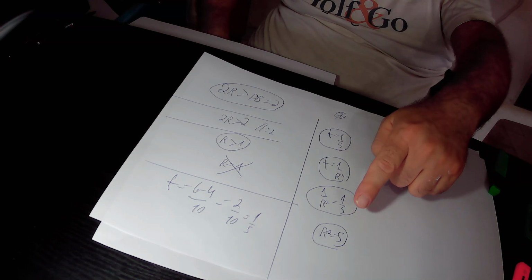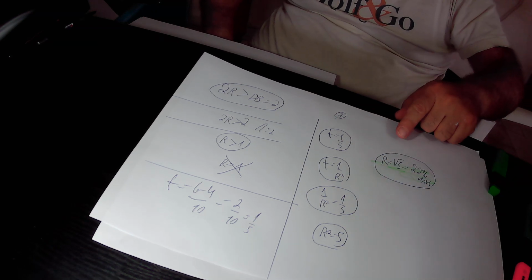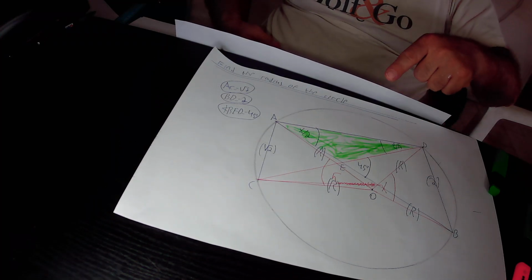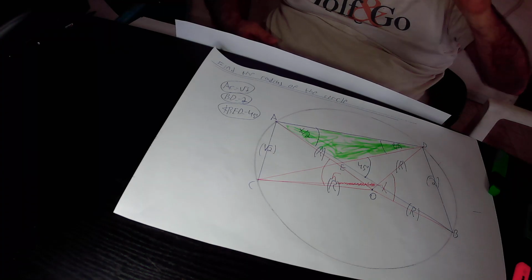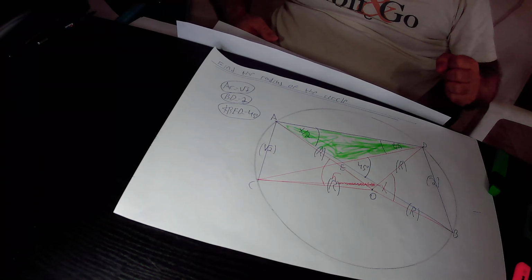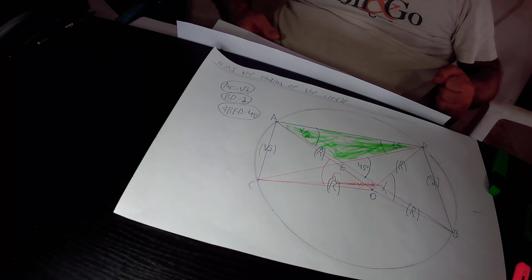Here we took the root of this equation and found out that r, the radius of the circle that we are looking for, equals the square root of 5 units in its length, or in terms of numbers, the radius of this circle r is equal to 2.236 units.